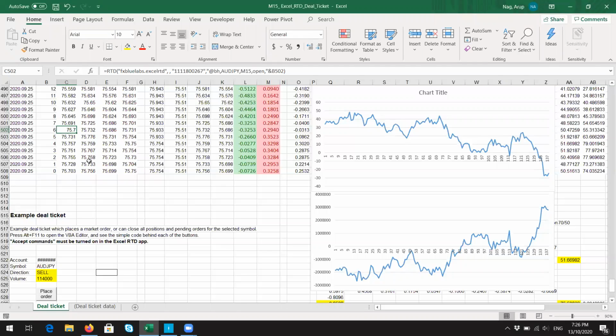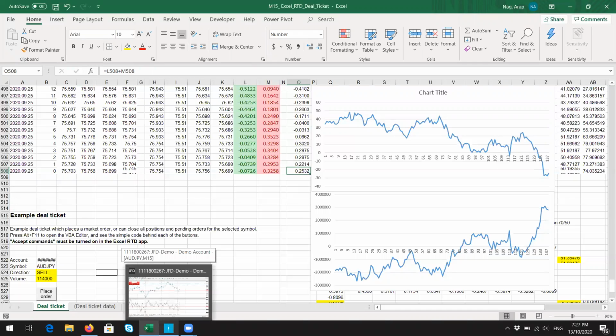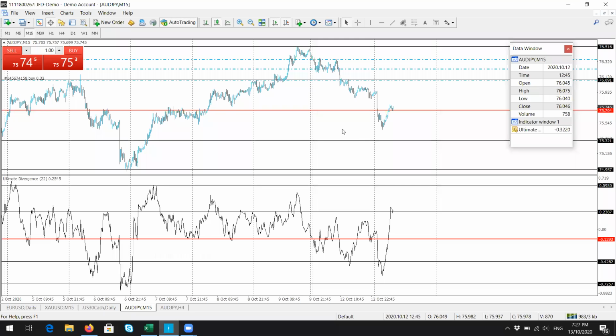This is a 15 minutes chart, and up to 5 days of data is recorded here live. And on these columns, you can see a proprietary indicator which I developed that is being calculated. This is the indicator value on column O. How this indicator looks like, you can have a look at that in MT4. And this is the 15 minutes candles versus the indicator. I call it ultimate divergence.